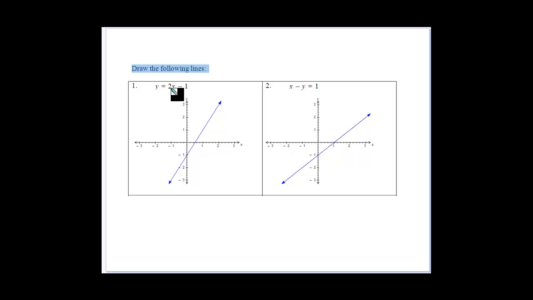Pick usually 0 for x is a good one to pick, and then you pick 1, 2, whichever one you want. As long as you can get 2 points on the line and draw your line between them. So x minus y equals 1. Again, when x is equal to 0, y would be minus 1, and when y is equal to 0 on the x-axis, x is equal to 1. So that's why I was able to get those ones.